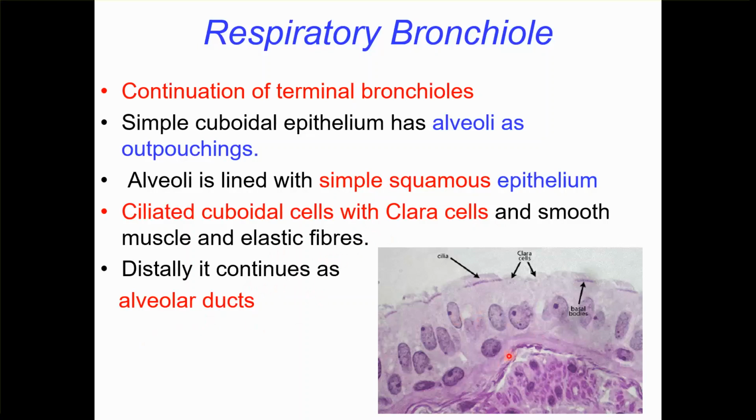So we can see that there are cells with cilia and there are other cells without cilia. These are the Clara cells, and we learned the importance of the Clara cells. They are progenitor cells for both ciliated cells as well as the non-ciliated cells.